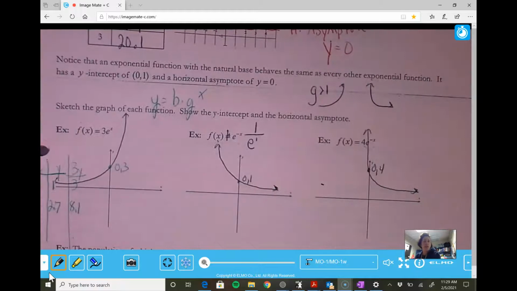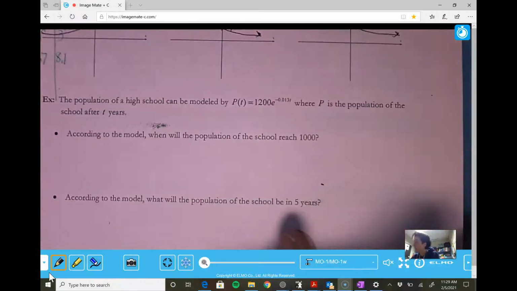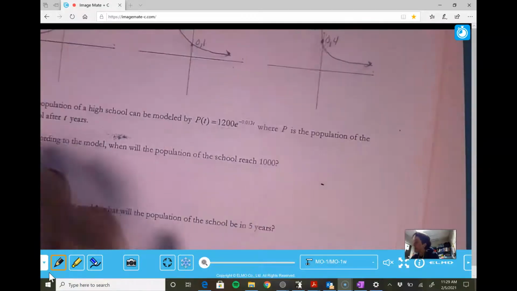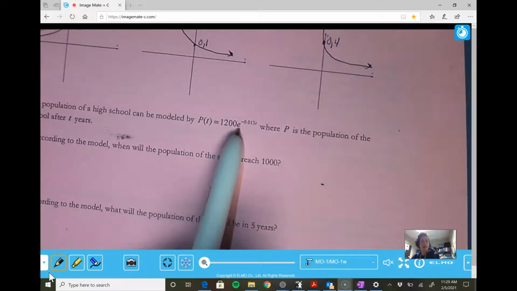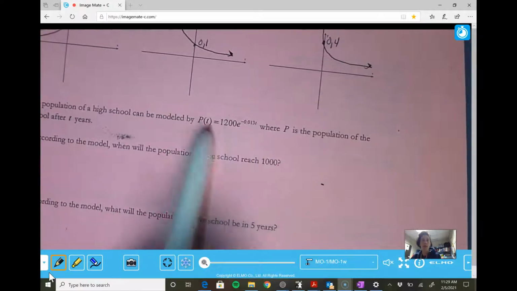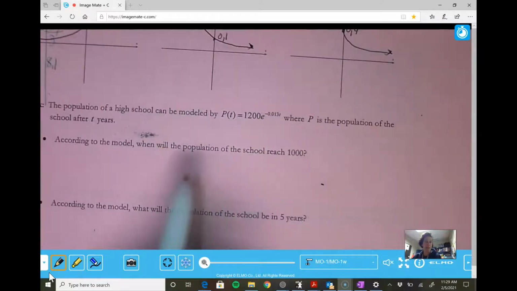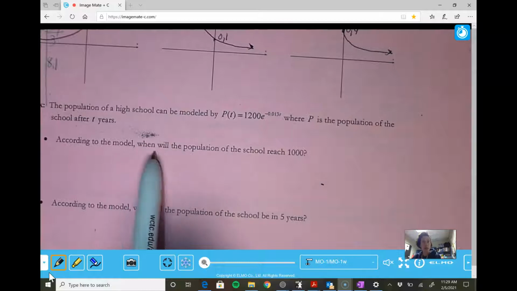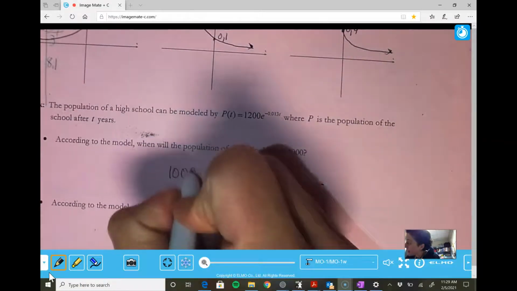All right, so just some things we could put in the graphing calculator just to experience what this looks like. So what we're going to start to do is just work with this formula. We'll get into more details of these formulas later in this chapter. So let's see, this is our last example. The population of a high school can be modeled by this. And so this is just more of a natural growth. That's what this is saying. And where P is the population and t is the time in years. So according to the model, when will the population reach 1,000? So I just put that over on the left side.